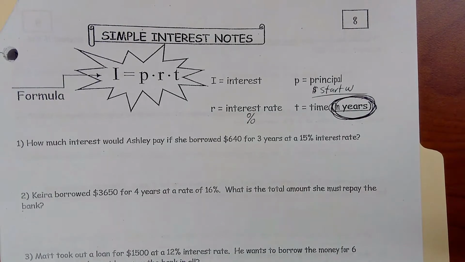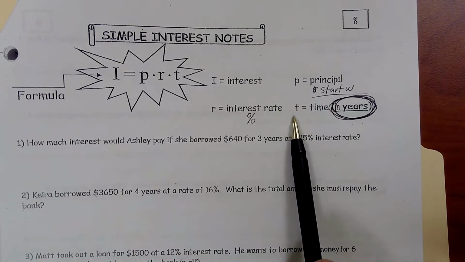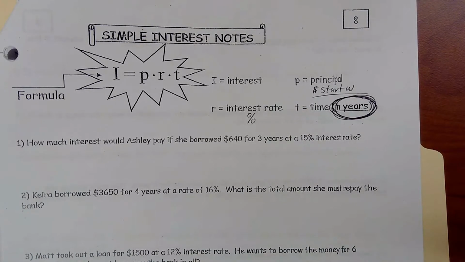So if I said you took out a loan for 6 months, you can't put a 6 in the formula. How many years is 6 months? Half a year. So that's what you would have to use. So you'd have to think about that if you get it in months. Okay? All right, so let's try this.